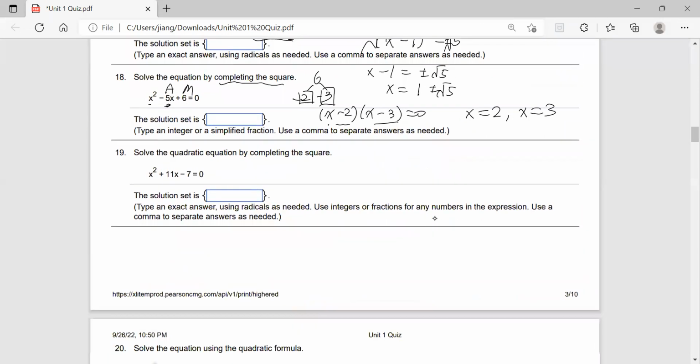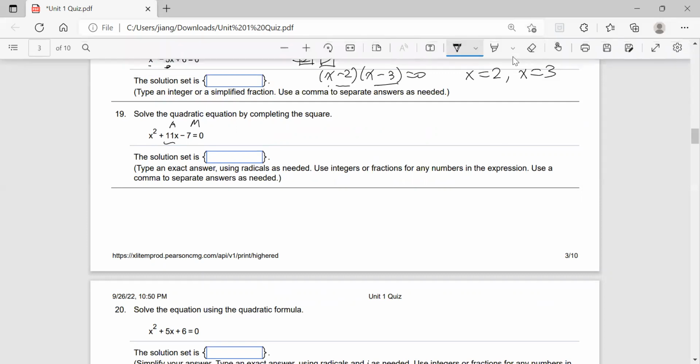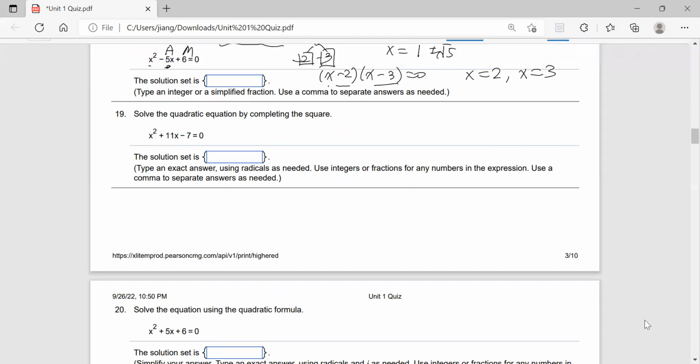Next one, solve the quadratic equation by completing the square. So this one, I tried the AM method. I think it doesn't work, because if here is A, here is M, the multiplication of two factors can make a negative 7, but anyway, I cannot make an 11. So let's try to use the completing the square method. Let's clean this area. So completing the square, keep the first two terms and try to move the negative 7 away. So add 7 to both sides.